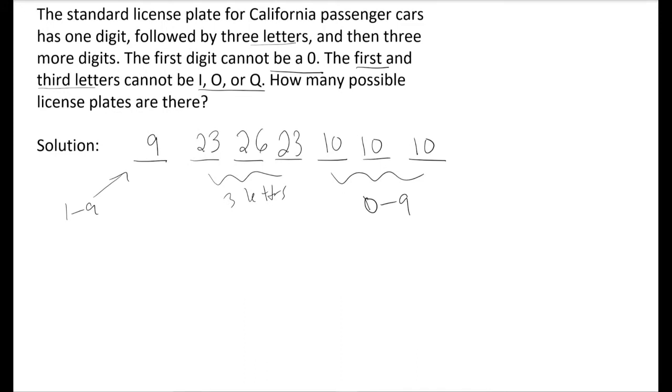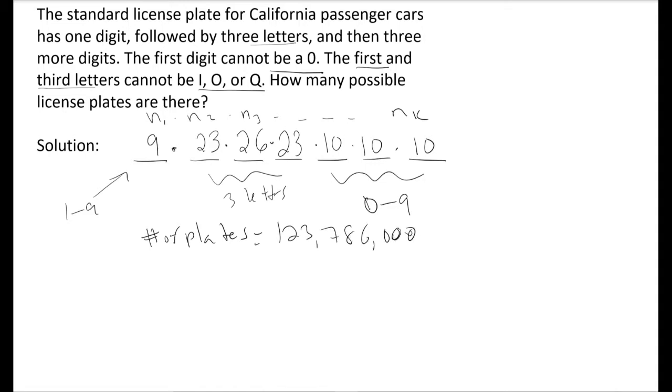So now the fundamental counting principle states that we can multiply these total possibilities together. Remember the n1 times n2 times n3 to nk? Well, that's what we're doing here. All right, so in this case, the total number of license plates, if we multiply those numbers together, we get 123,786,000 total plates. And that is a lot of plates.